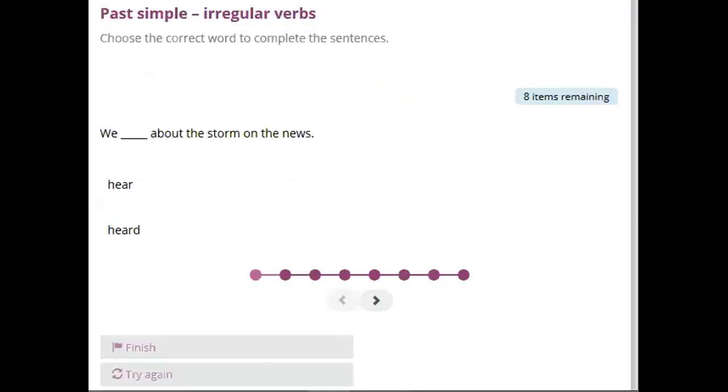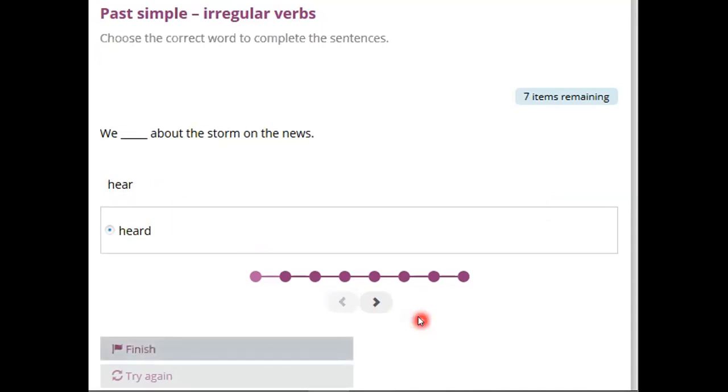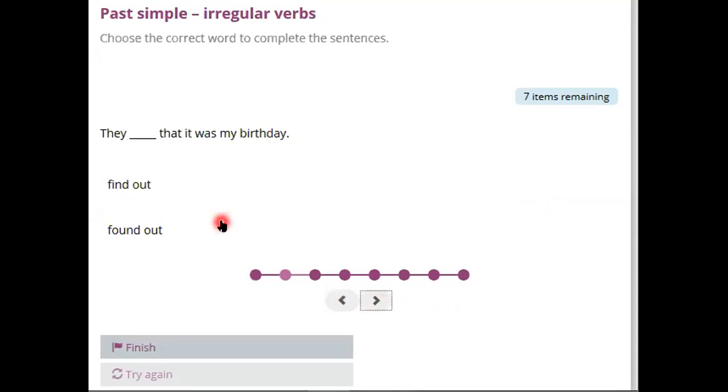All right, are you ready? We'll go one by one. So choose the correct word to complete the sentences. So the first one, we, is it hear or heard about the storm on the news? Heard. Next, they find out that it was my birthday, or is it found out? Found out, they found out that it was my birthday. Next, the waiter bring us the menu to look at. The waiter brought us.